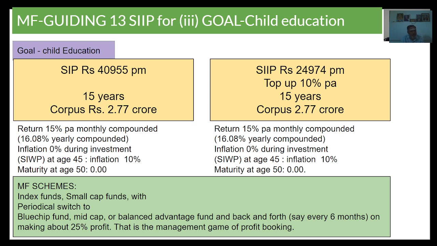And the current age being 35, SIWP at the age of 45 with inflation of 10%, and the amount will suffice for 5 years of education of your child, or higher education of your child. And I have assumed 15 lakh per year, or 1,25,000 rupees per month of current value, that you will be requiring for education purposes.